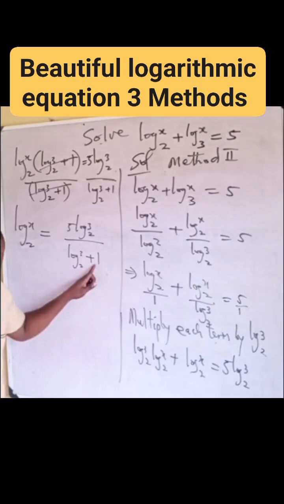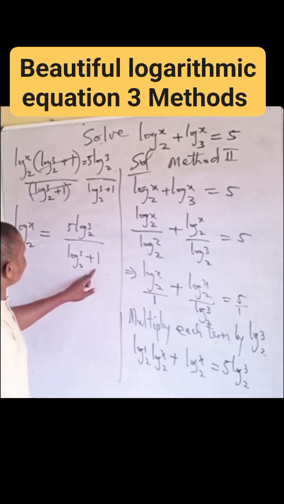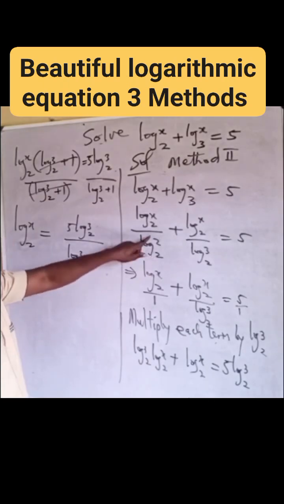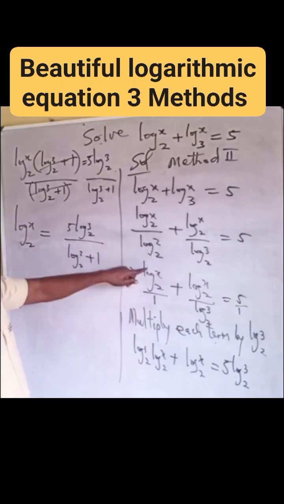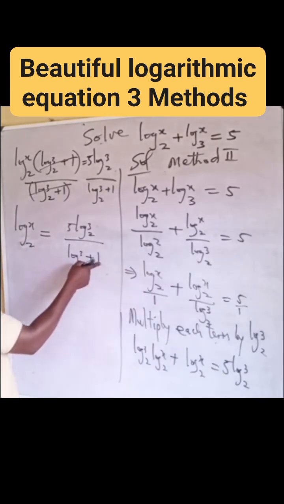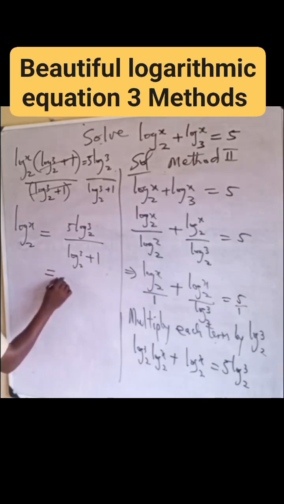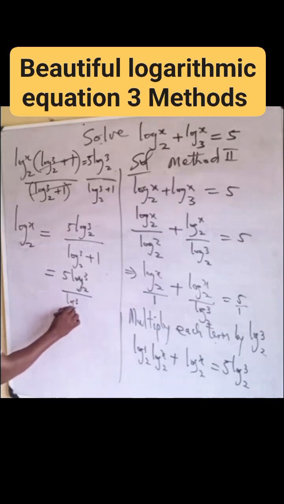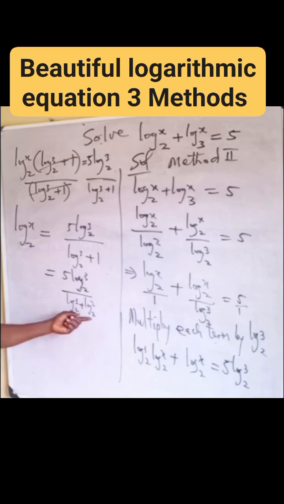I'm going to do something to this one. You know the law of logarithm which says what? Although we are going to remove it, we are going to bring it back, because what gives us this one here is log 2 base 2. So this here is base 2. We are going to change this 1 to log 2 base 2. So this automatically becomes 5 log 3 base 2 divided by log 3 base 2 plus log 2 base 2, because log 2 base 2 is 1.